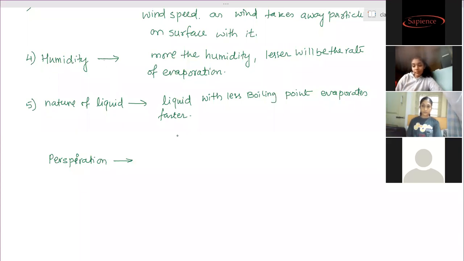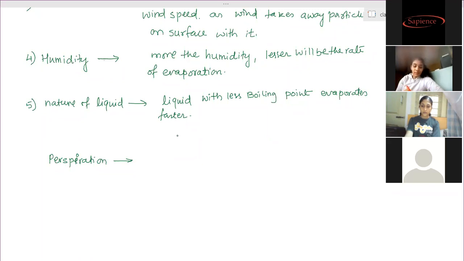But synthetic clothes don't have the property of absorbing, right? So evaporation of sweat doesn't take place. Sweat sticks to the body, and we feel uncomfortable because the sweat has not evaporated, and we don't even feel cooler. Clear? Yes, ma'am.